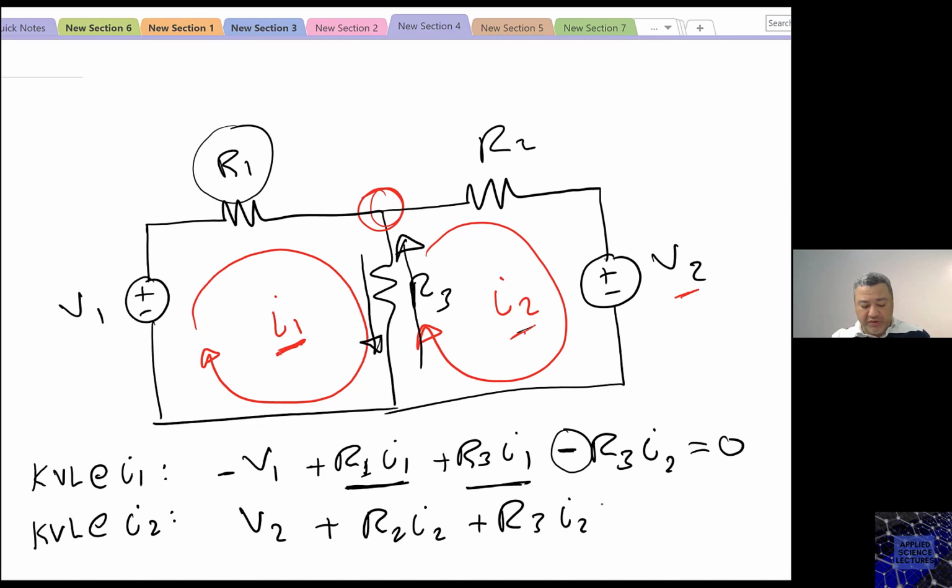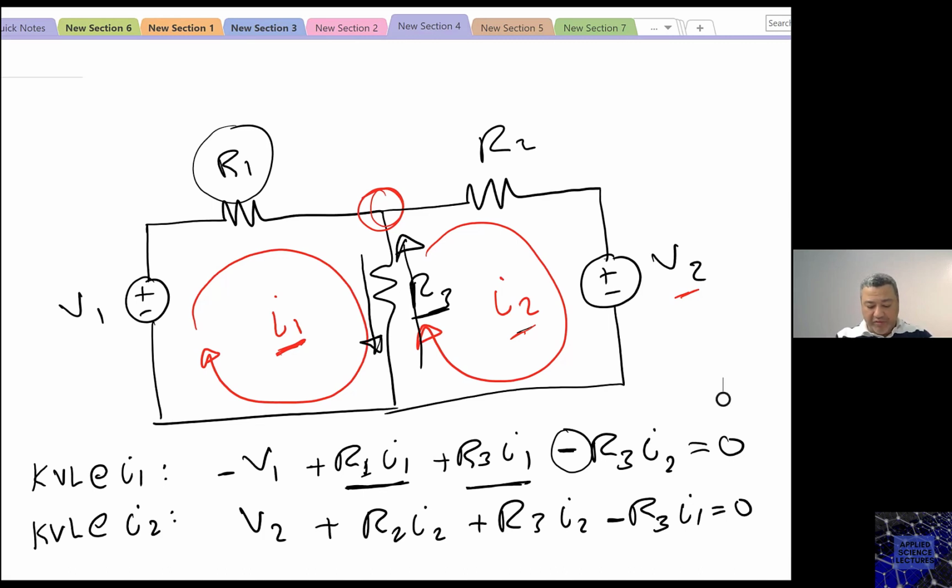Now it comes to the other variables that are sharing R3. Is it going in the same direction as I2? If it's yes, then I write it as positive. If it's no, then I write it as negative. So looking at R3, I can see that I1 is going in the opposite direction. That's why I will write it as minus R3 I1 equals to 0.